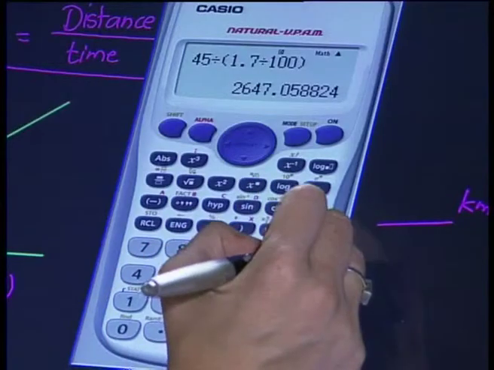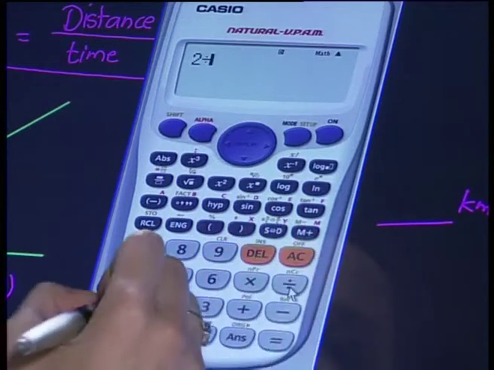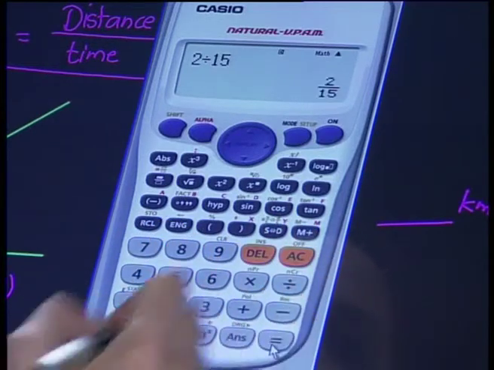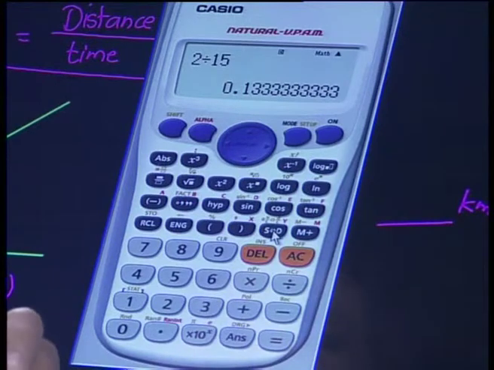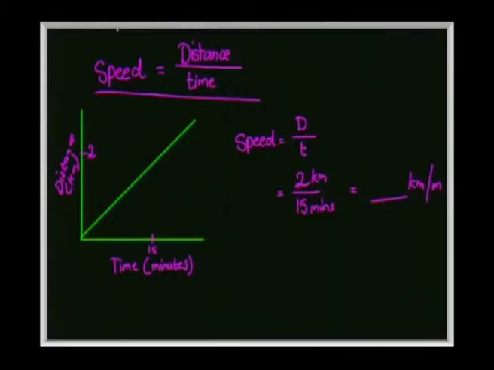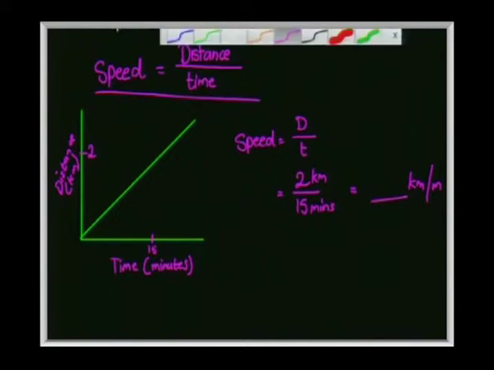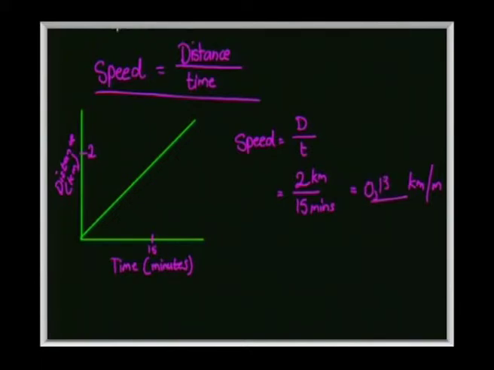2 divided by 15. Let's clear this. 2 divided by 15. And we get 0,13333. We'll keep that over here. 0,133 recurring. That isn't a very nice answer. In fact, it's very messy. And besides, who knows what 0,1333333 of a kilometer is? And how are you going to measure walking that per minute? It's much easier, and it's also convention to give a speed in kilometers per hour.